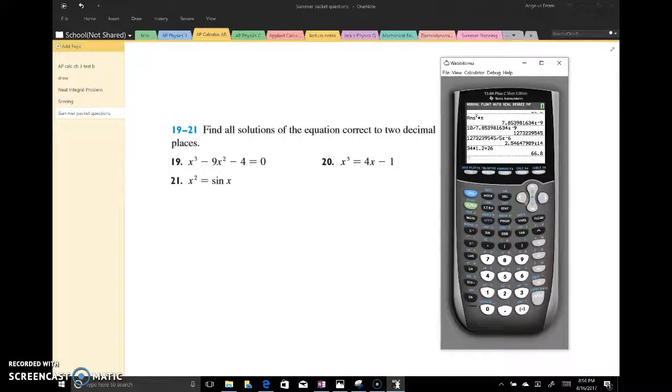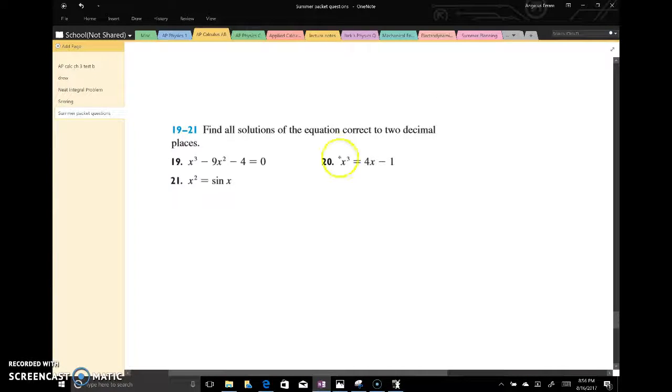Okay, so let me do 20 here real quick. What I want to do is solve this problem. Now, there's two ways I could do it. I could graph these two functions and find where they're equal to each other, which would be an intersection, or I could solve this and figure out where this function is equal to 0. Either one would be fine. Let me show you the intersection.